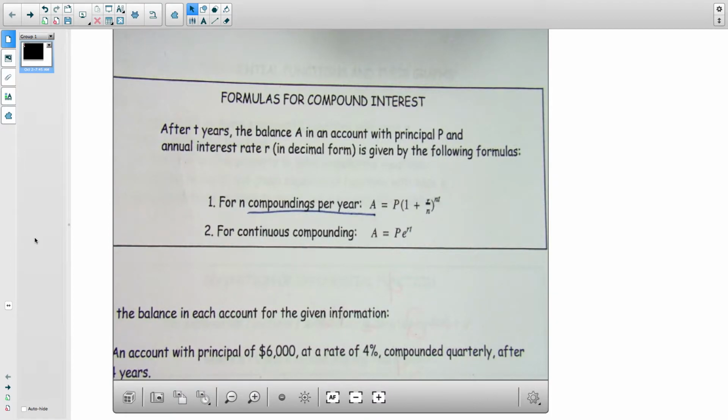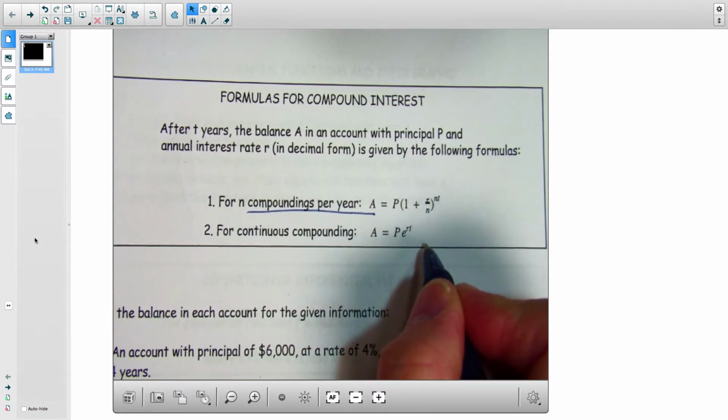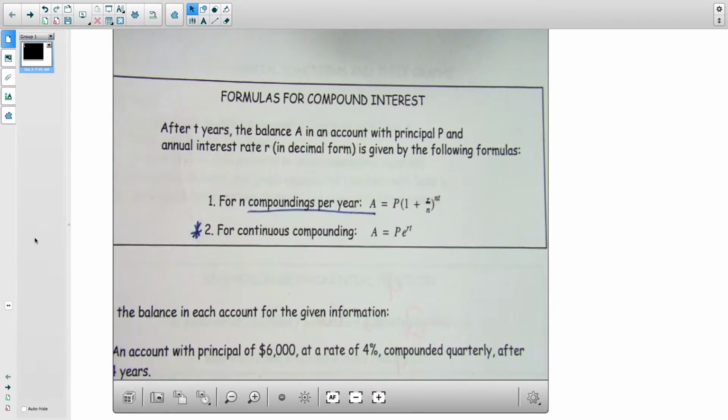If you have a lot of money, that's something you want to look at. My measly $5, $100, however they compound, it's not going to make that much of a difference in the big scheme of things. Compounding continuously is where you're going to earn the most. All right?